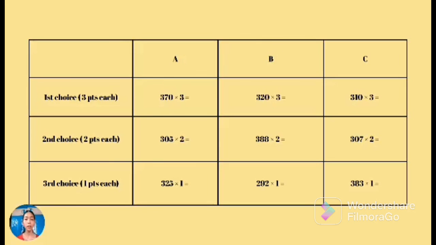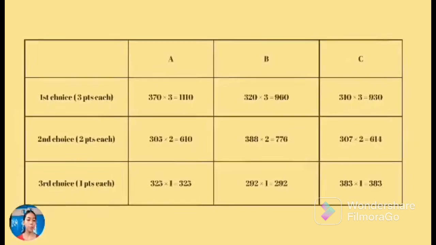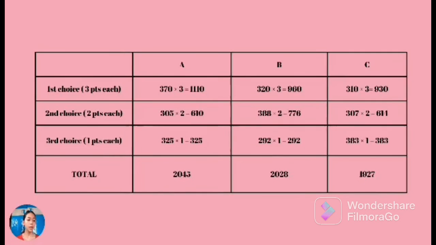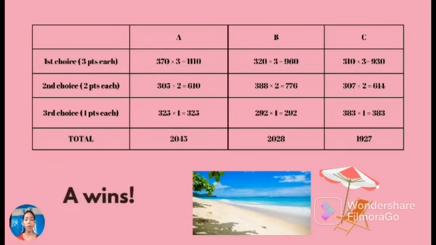So ang gagawin lang natin dito is i-multiply natin siya based dun sa points na nakuha nila. Similarly, we multiply the same values for candidates B and C. After getting the products, all we have to do is get the total number of points. Since it is clear here that A has the most points, then using the Borda count method, A or Amanpulo wins.